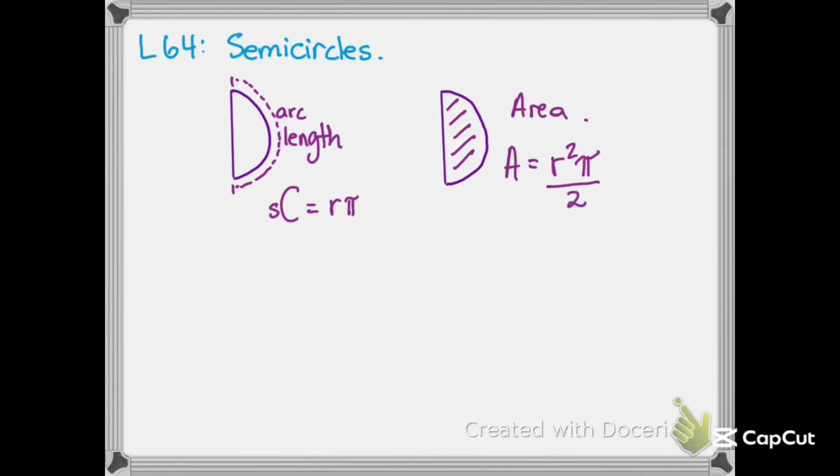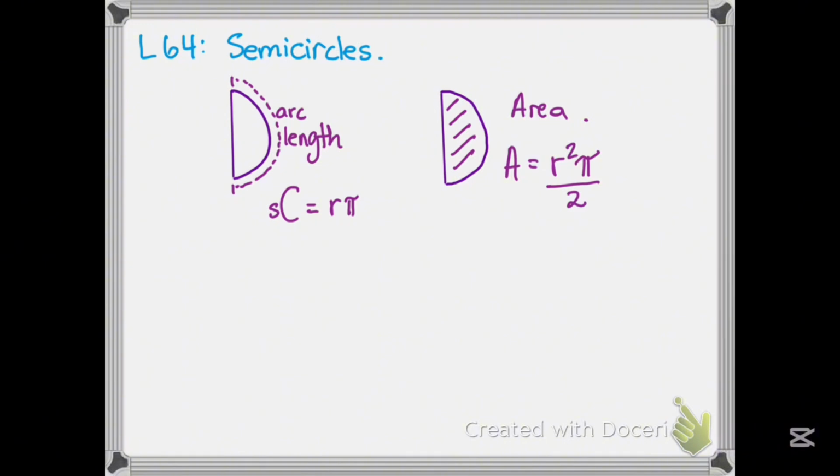Lesson 64, Semicircles. This is really fun. It's just going back to circles, but now we're going to work with just half of a circle. That's what a semicircle is, half of a circle. So we have two formulas.